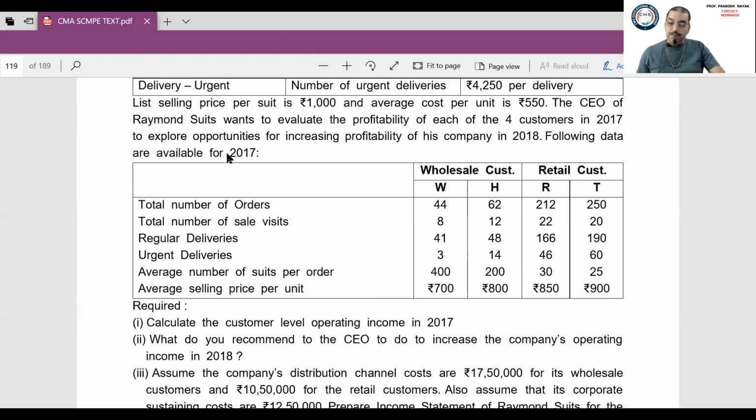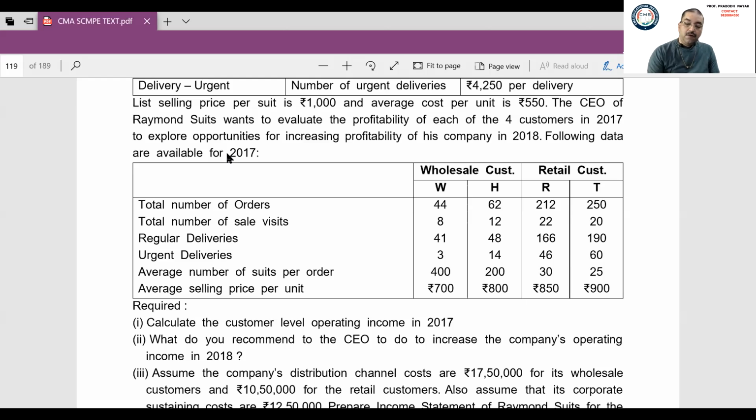So if I take, for example, the first one, wholesale customer W, the average number of suits per order is 400. Number of orders are 44. So I get the actual selling price, which is 1 crore 23 lakh 20,000. What I'm doing is 700 into 400 into 44. 700 is the selling price per unit. How many units per order? 400 units per order. How many orders? 44 orders. So when you're calculating, you have to do the calculations this way.